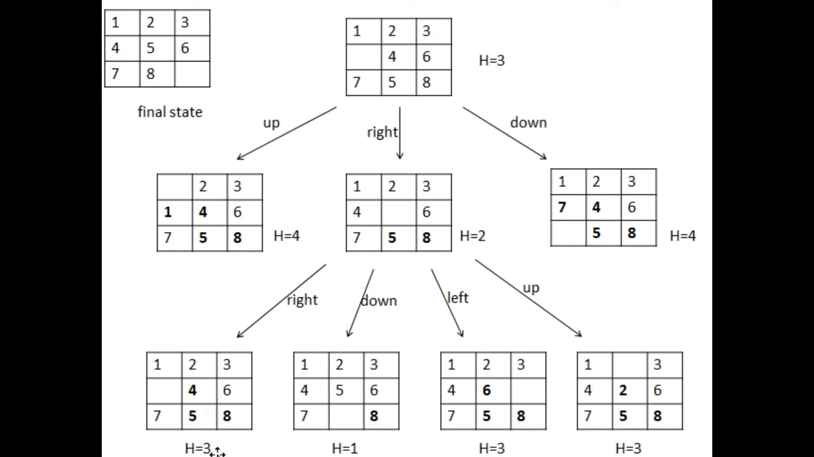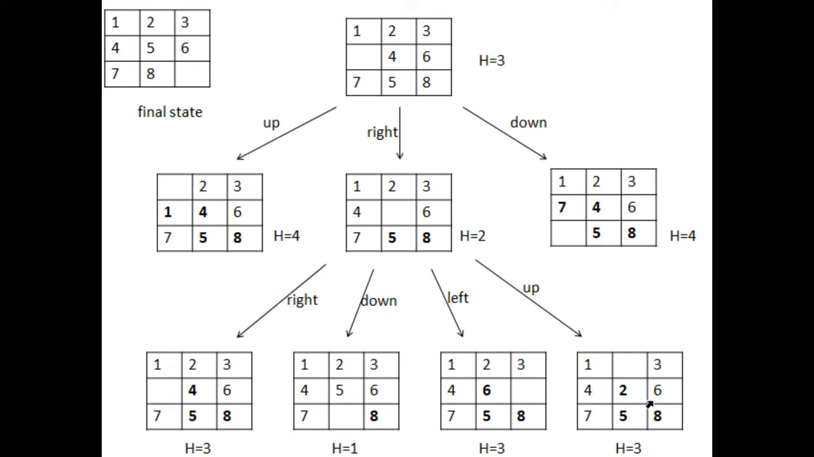So the heuristic value for this node is 3. In the same way, when I apply the down direction action, 5 moves up, and the empty box moves down. So for this state the heuristic value is 1, because only one tile is not at its actual location as required in the goal state. In the same way, the heuristic value for this state is 3 and for this state is 3.